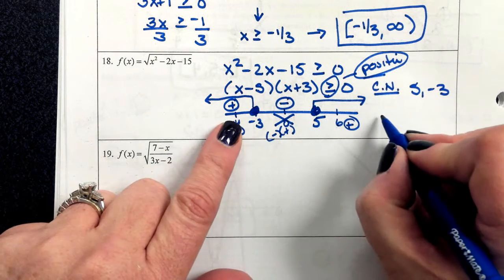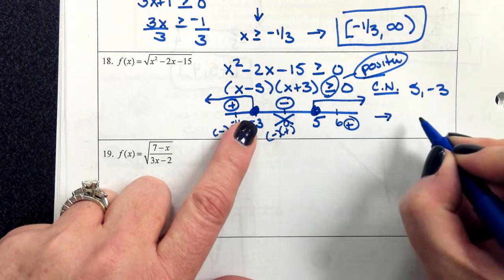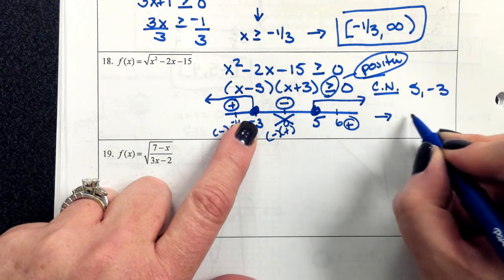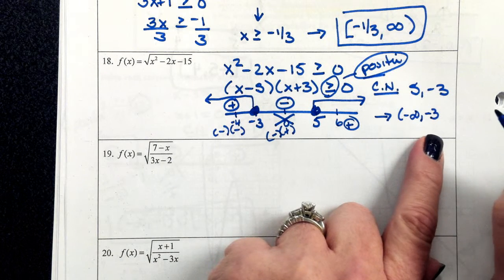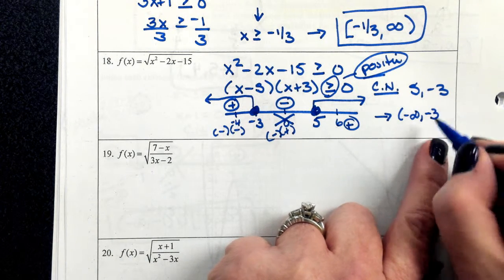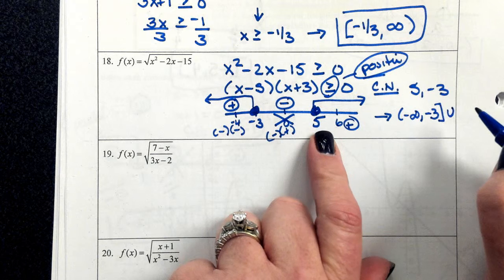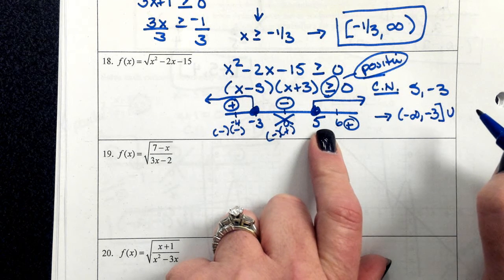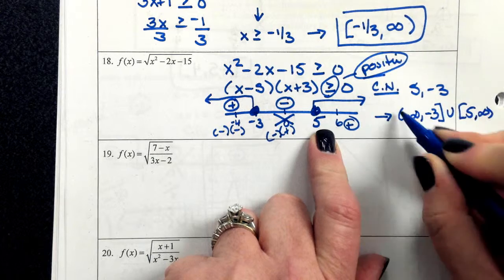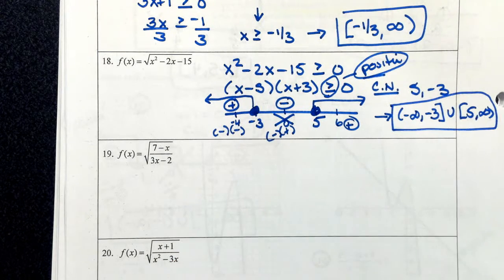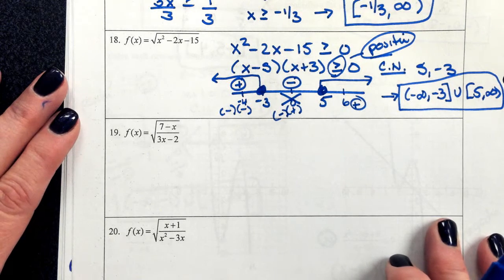So now I can go ahead and write my answer in interval notation. So all real numbers less than or equal to negative 3 would be negative infinity to negative 3. Is it going to be a bracket or parenthesis after negative 3? Bracket. And then all real numbers greater than or equal to 5 is going to be a bracket or parenthesis before 5? Bracket. So any questions, guys, on number 18? Let's take a look at number 19.